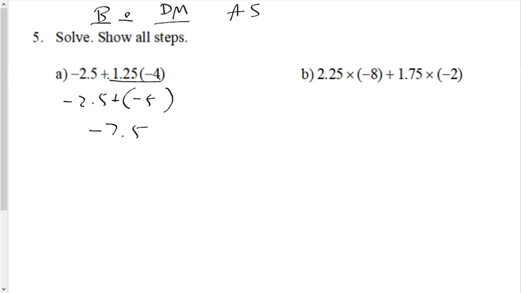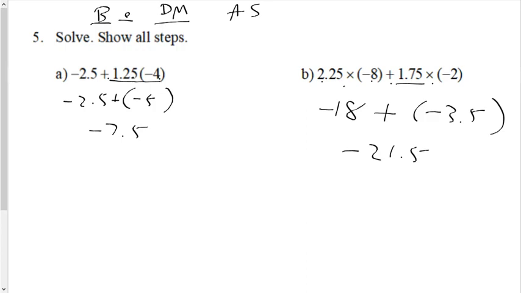Question B, we have multiplication, addition, multiplication. I'll do my multiplications first. $2.25 times 8 is $18. So -18 plus $1.75 times 2 is going to be -$3.50, or -3.5. I'm adding together negatives with negatives. My final answer, -21.5. No, you just have negatives, don't you?